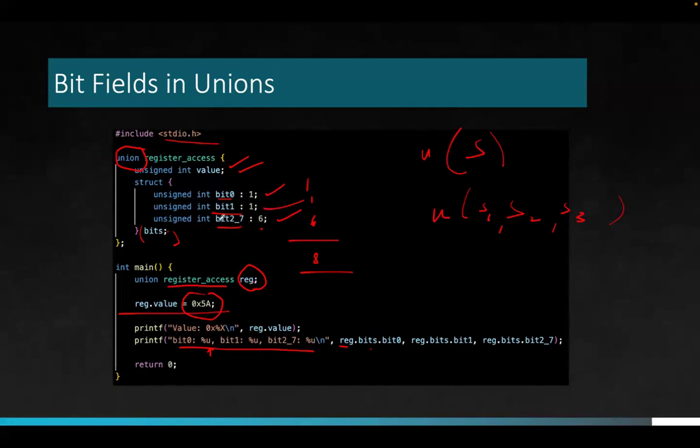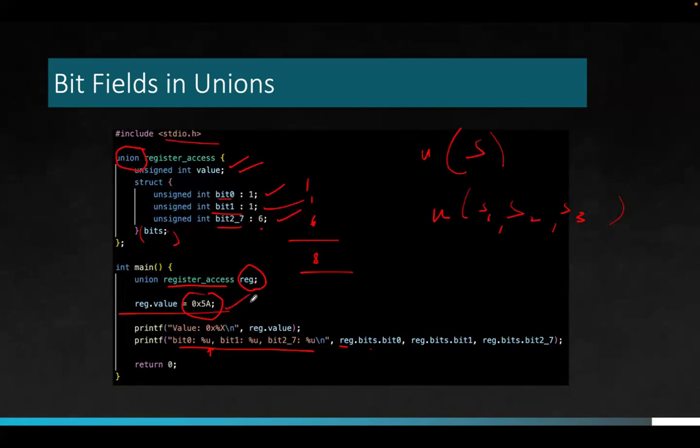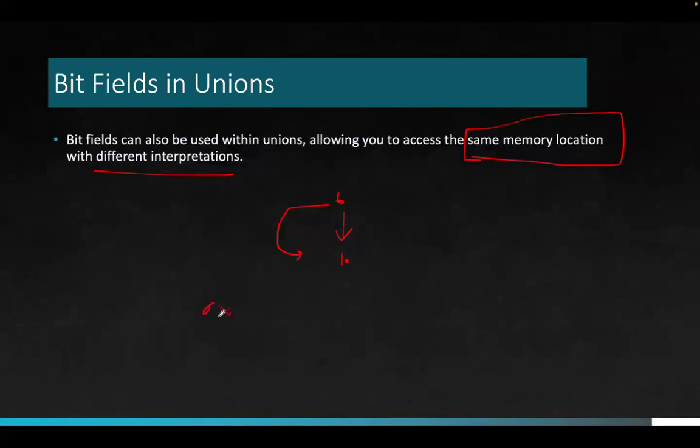What is the advantage of these bit fields in a union? If you remember this, we can access the same memory location with different interpretations. That means here the memory location is the same, which is 0x5a. If you know 8421 code, 5a can be represented as 0101. This is 5. And this a is nothing but 10, 1010. 8 plus 2, 10.